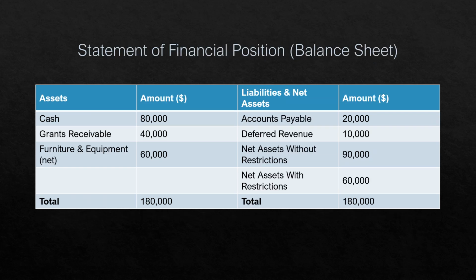The next slide, we'll be doing the balance sheet. So the balance sheet will always equal, okay? If it does not equal, as seen on the left, you'll see total 180 for assets line, cash, grants receivable, furniture and equipment equals 180. Then you have your liability side, payable, deferred revenue, net assets without restriction equal 180. They both equal 180, okay?